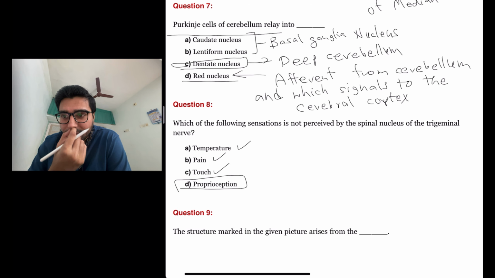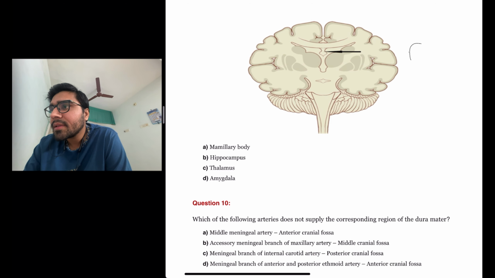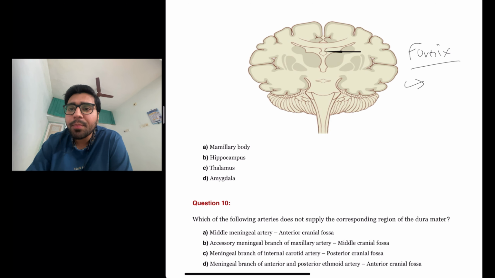So let us move on to the next question. The structure marked in the given picture arises from the... So this one is the fornix. Very simple and straightforward question. Fornix arises from the hippocampus, and fornix ends in the mammillary body. So the origin of fornix is B, hippocampus.